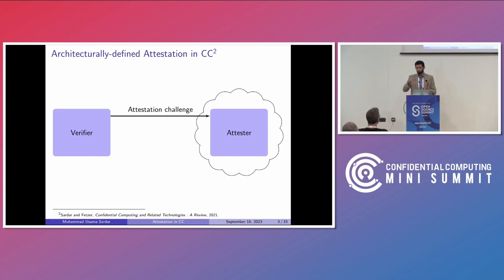How does a verifier get to know that the attester is running the code and data that it wanted? In a very simplified view, the verifier will send an attestation challenge. The attester will include this challenge, sign it, and generate evidence of all of the software stack that is here.